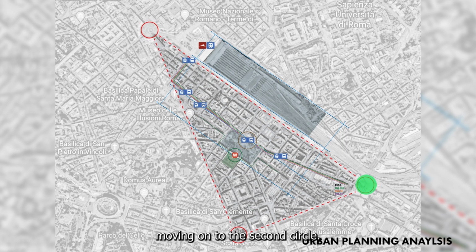Moving on to the second circle on the right, we find Piazza di Porta Maggiore, one of the eastern gates in the ancient but well-preserved 3rd century Aurelian walls of Rome.